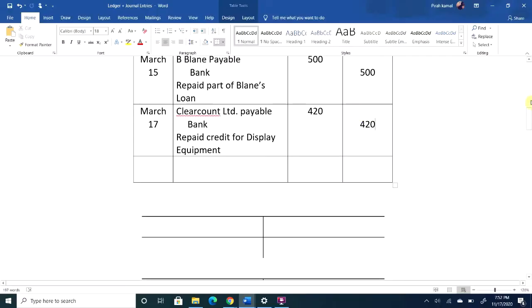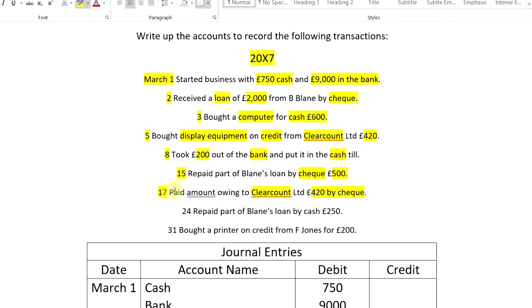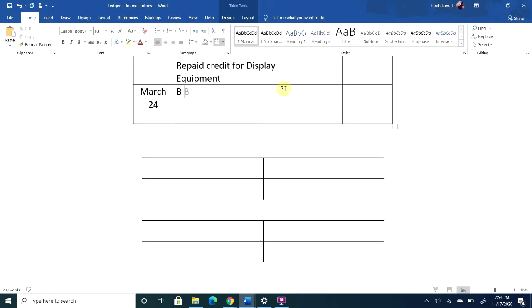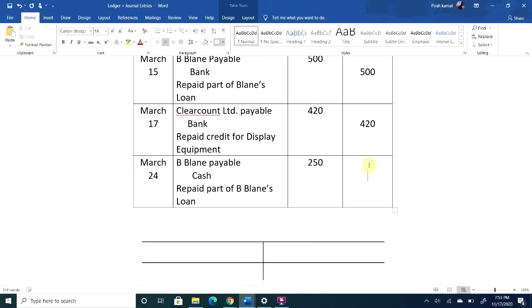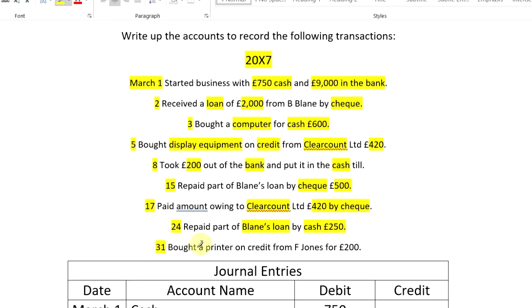Alright, now two transactions are remaining. Let's end this quickly. March 24, repaid part of Blaine's loan by cash, 250. It's the same transaction that we had on March 15. The only difference is over there we were paying it through bank, but now we are paying it through cash. So March 24, B. Blaine's payable 250 debit and credit cash 250. And the description is repaid part of B. Blaine's loan.